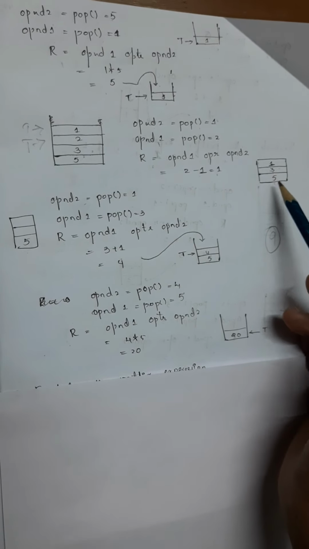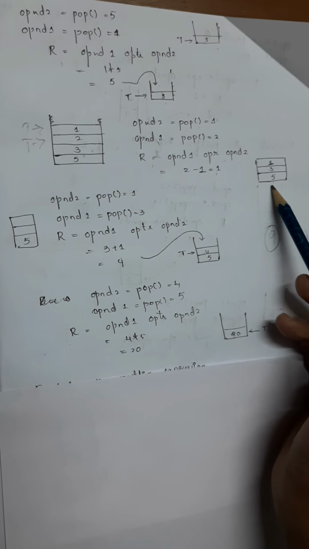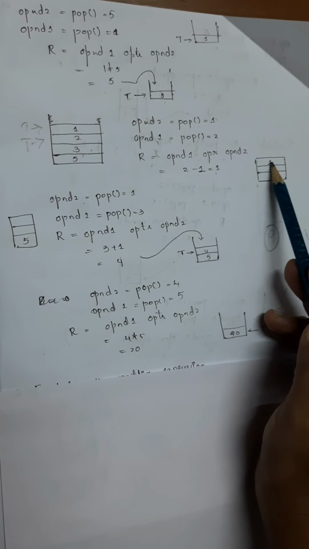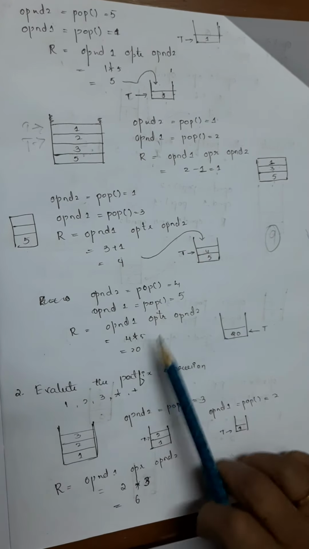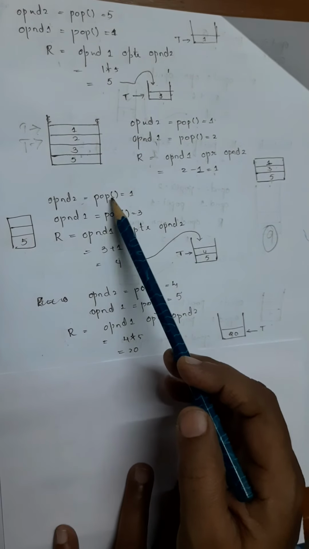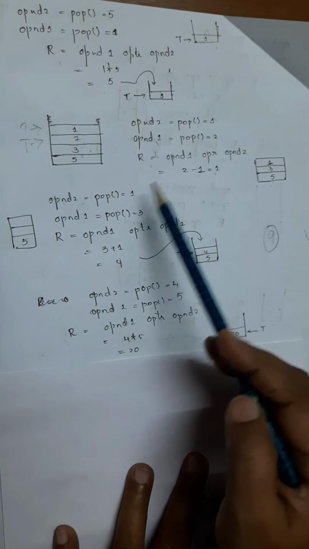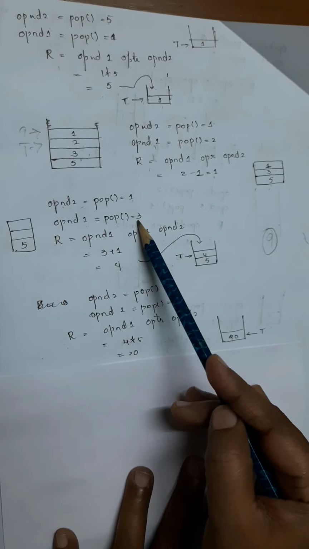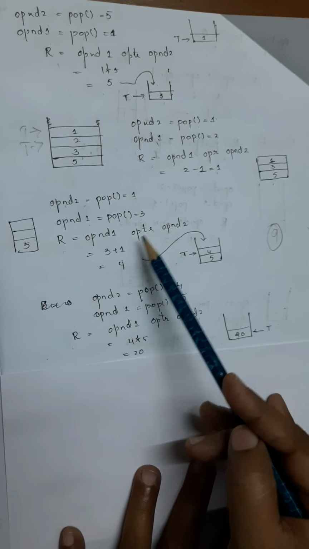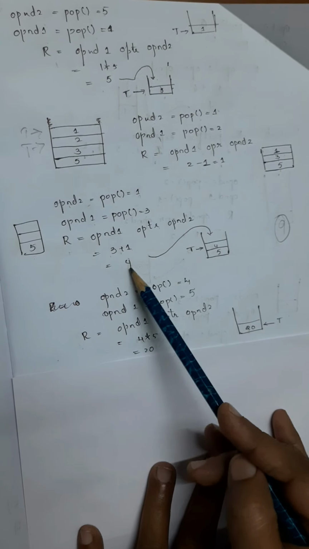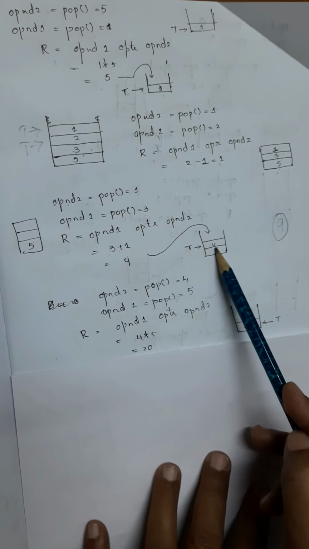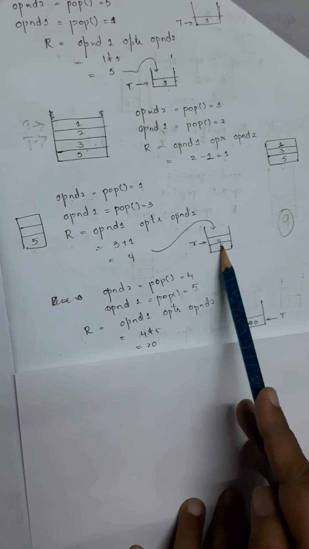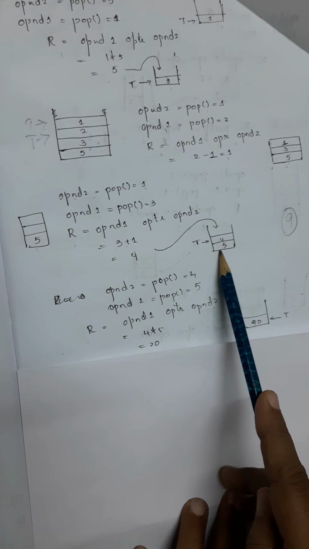Then with these elements we read the next symbol, that is plus. Plus is again a binary operator. We have to pop the topmost element. The first element popped is operand 2, so operand 2 will have the value 1. Then operand 1 will have the value 3. Then we apply the operator. Operator is plus. So 3 plus 1 is 4. Result is again pushed onto the stack top. Here we were having only one element, 5. Now we are pushing 4. So there are 2 elements on the stack.